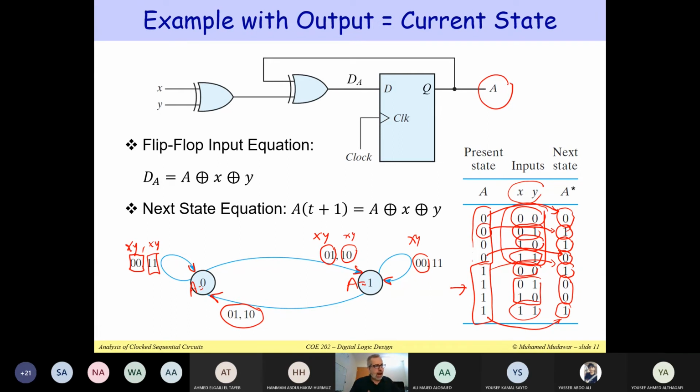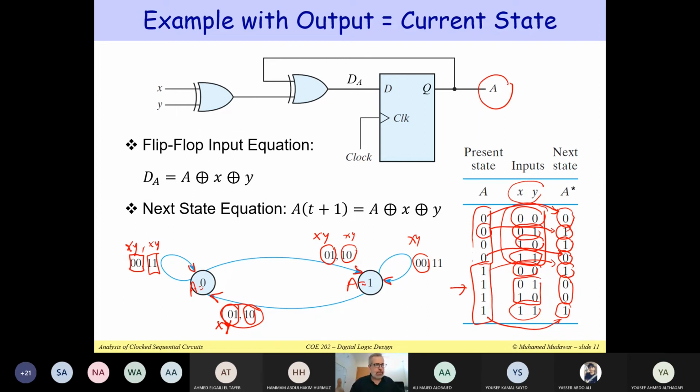So what is shown on the arc is the input. So we have two inputs here, x and y. So xy here can be 0, 1, or it could be 1, 0. So these are the inputs x and y. I'm showing them with 2 bits. And the arcs indicate the transitions between these states.